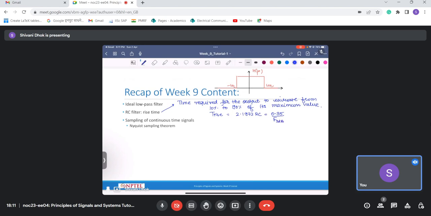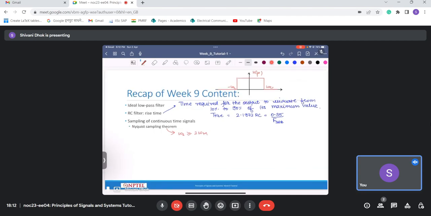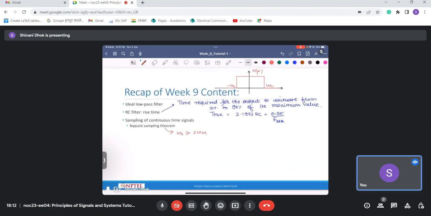Okay, and after that, sampling of continuous time signals was discussed, and the Nyquist sampling theorem was discussed. What it says is that for any band limited signal, if we want to reconstruct back the continuous time signal after sampling, the sampling frequency omega s should be at least twice the maximum frequency available in the signal. So this is the Nyquist sampling theorem. Let us look at this theorem in a bit more detail.